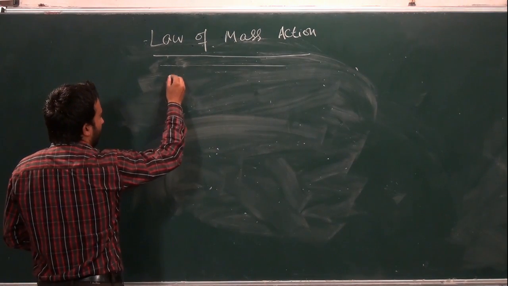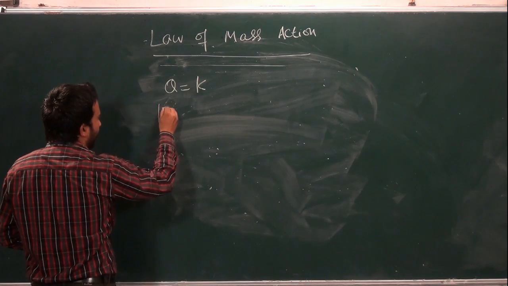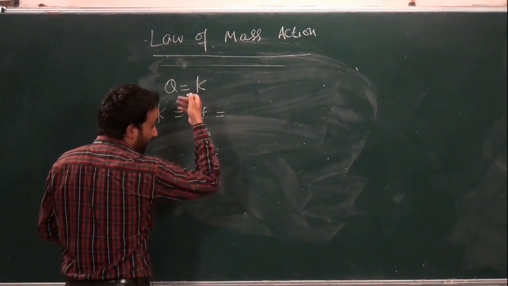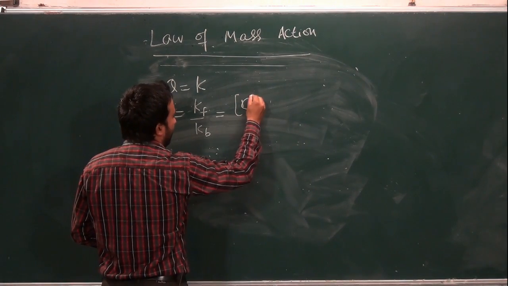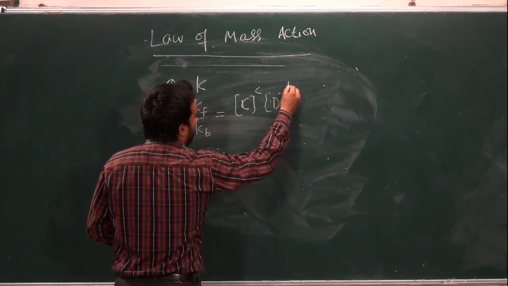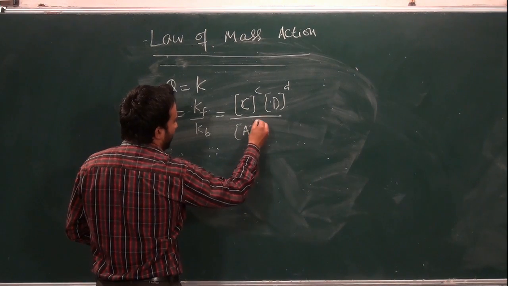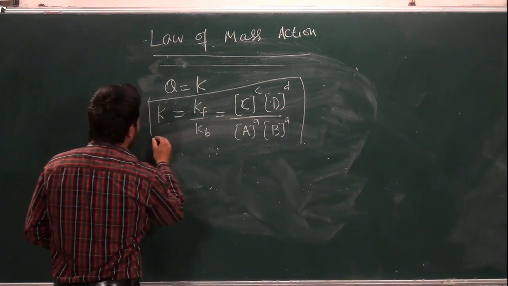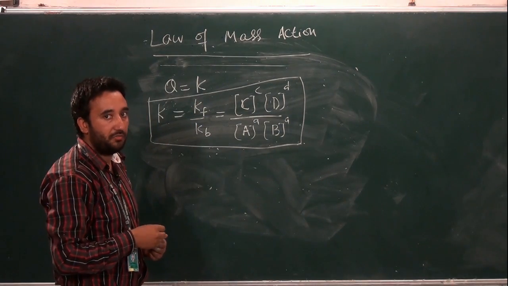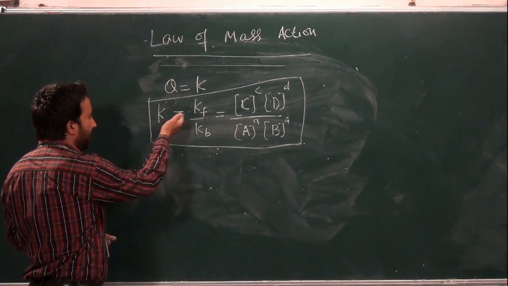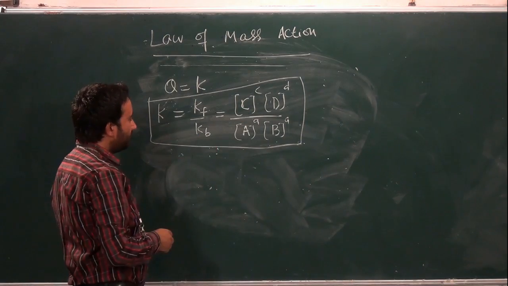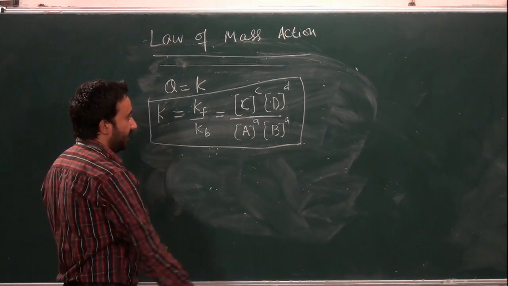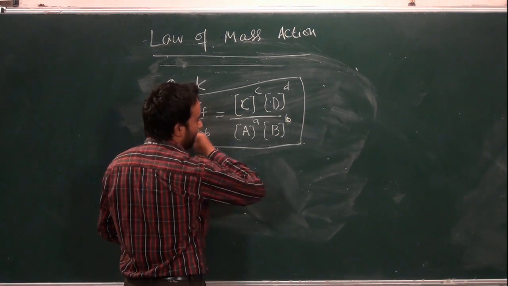So at equilibrium Q is equal to K, so we can write K is equal to K forward divided by K backward, and for the above reaction it is equal to C raised to power C, D raised to power D divided by A raised to power A into B raised to power B. So this is the result we have for reversible reactions involving chemical equilibrium: the equilibrium constant is given by the ratio of the molar concentrations of the products raised to power their stoichiometric coefficients divided by the concentrations of the reactants raised to power their stoichiometric coefficients.